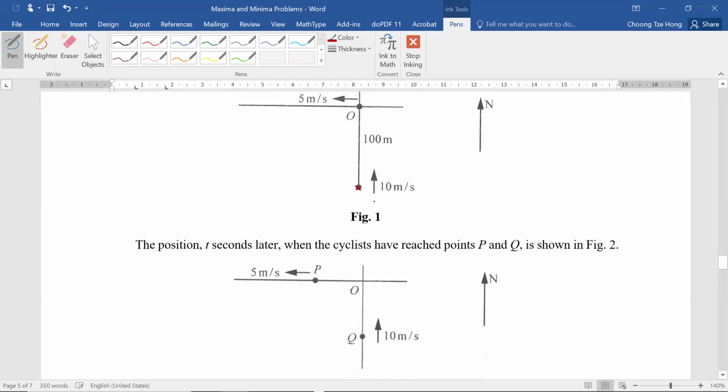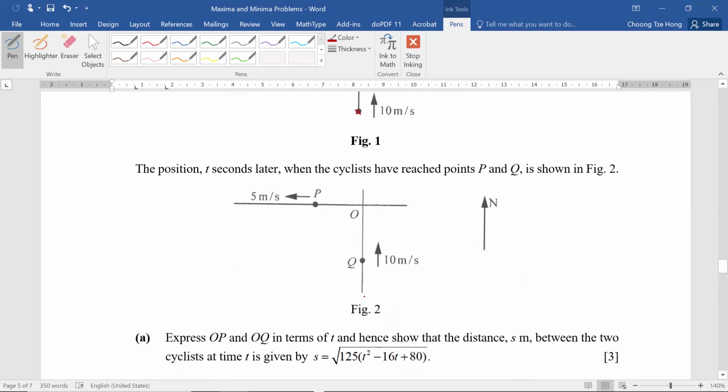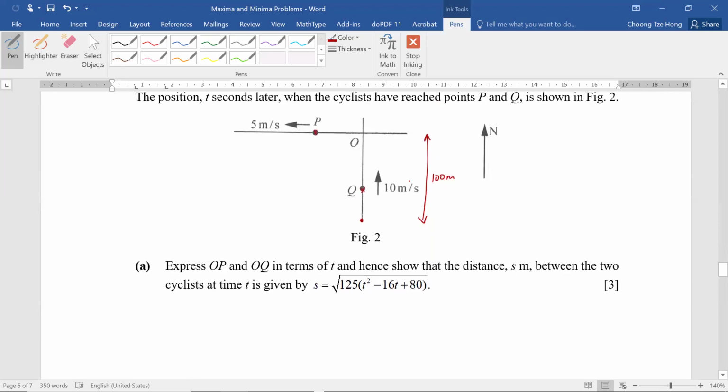So let's look at the second diagram. Remember for the second cyclist, the starting position is over here, and this starting position is 100 meters away from point O. The position t seconds later, when the cyclists have reached: the first cyclist reached this point P, and the second cyclist reached this point Q, as shown in figure 2. Express OP and OQ in terms of t, and hence show that the distance s meters between the two cyclists at time t is given by this expression over here.